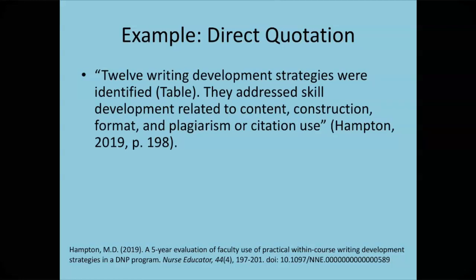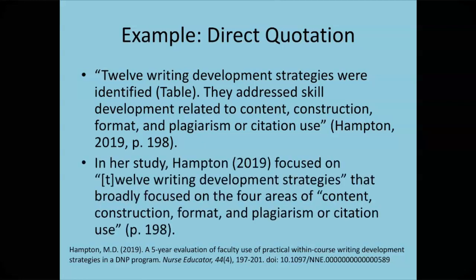I would suggest you what I call integrate it into your own sentence, and I'll show you an example in just a moment. Here again is the original that I'm going to be quoting in my example here. So I start off my sentence again. In her study, Hampton 2019 focused on, and I start the quote here, "12 writing development strategies." It comes right from the beginning of the sentence here. End quote, "that broadly focus on the 4 areas of," and I continue quoting right here, "content, construction, format, and plagiarism or citation use." So I'm actually quoting from 2 different sentences, but using it in one sentence, which is perfectly fine. They're all on one page.